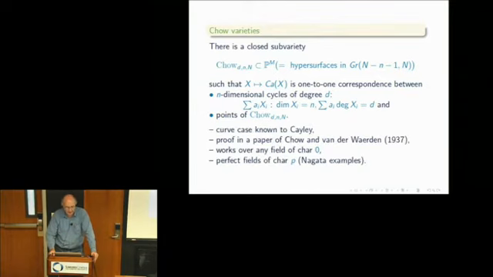As I mentioned, the curve case was already known to Cayley, and the actual proof that we get a closed subset here, where some argument is needed, is in a paper of Chow and van der Waerden. Unlike the previous one, this one has some field problems. It works over any field of characteristic zero, but there are some problems with fields of characteristic p. There are some examples of Nagata that show that some unexpected things happen. But for today's purposes, I'm staying mostly in characteristic zero. Okay.